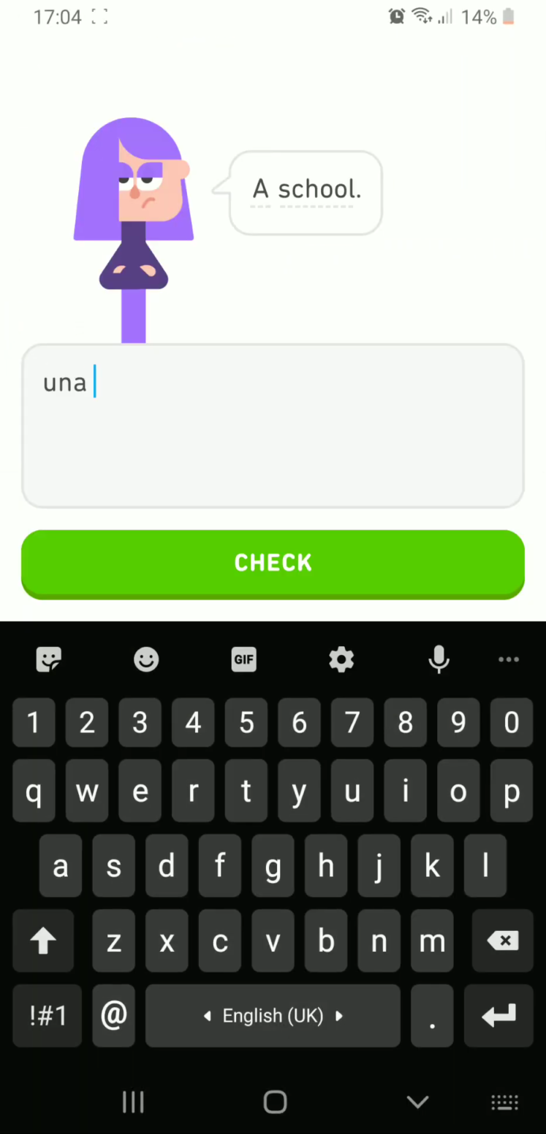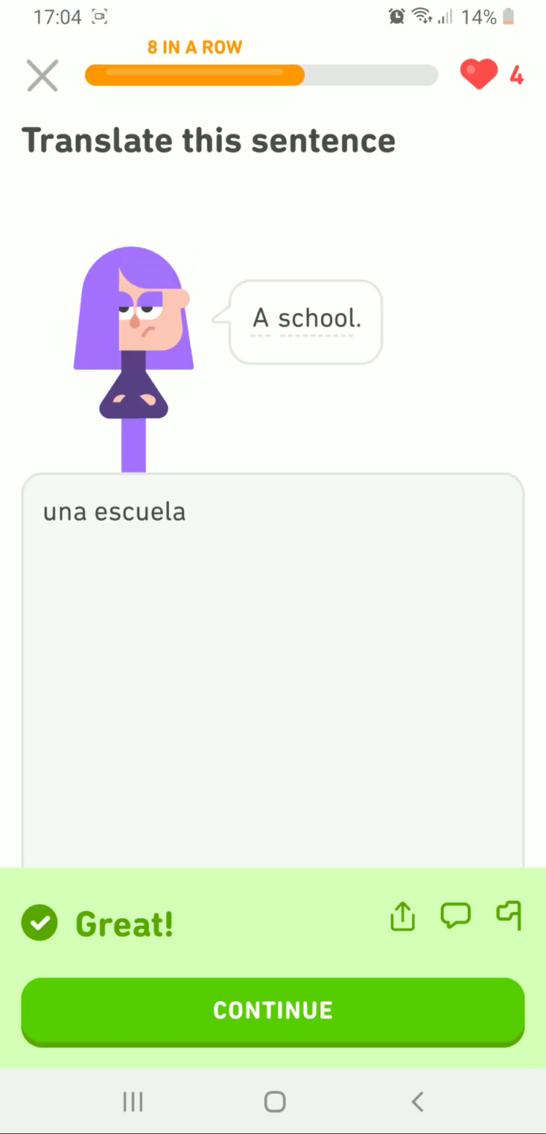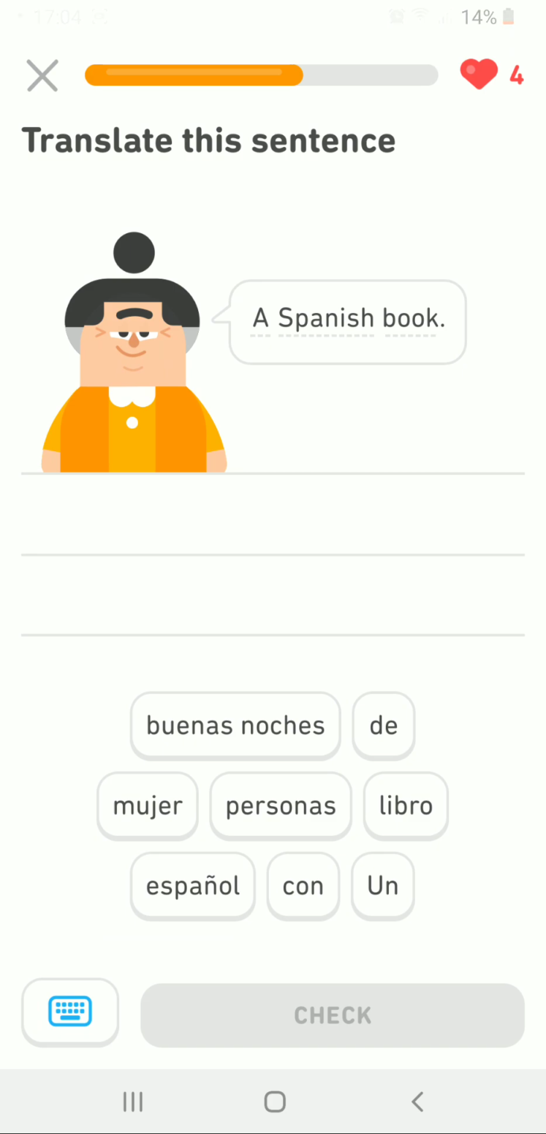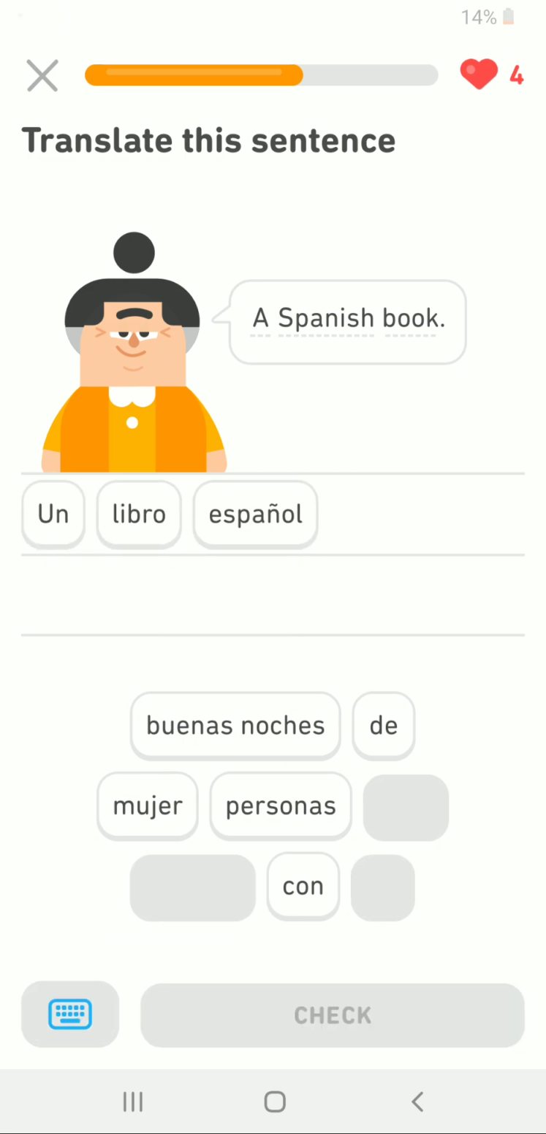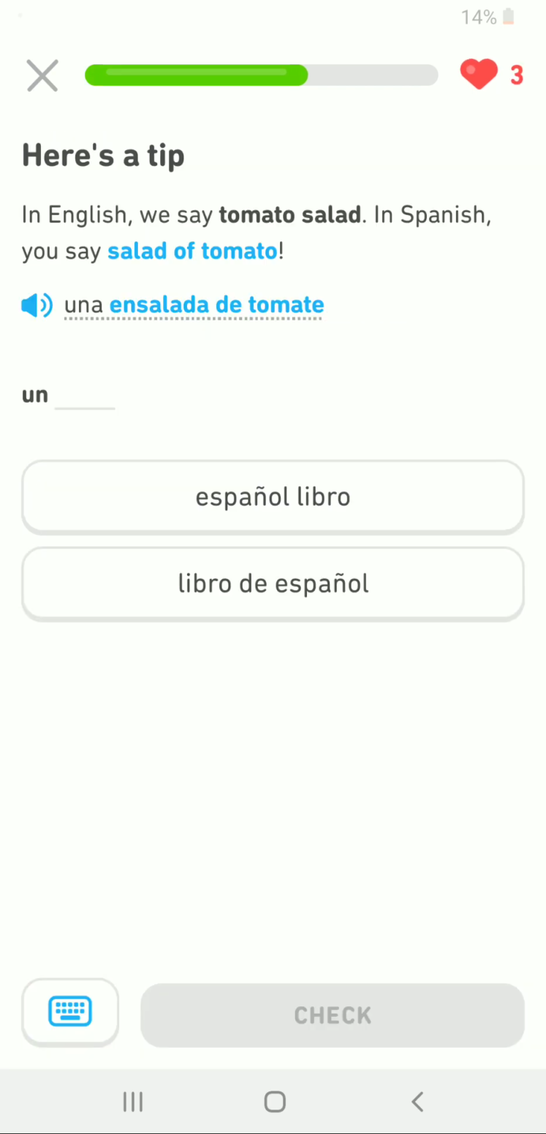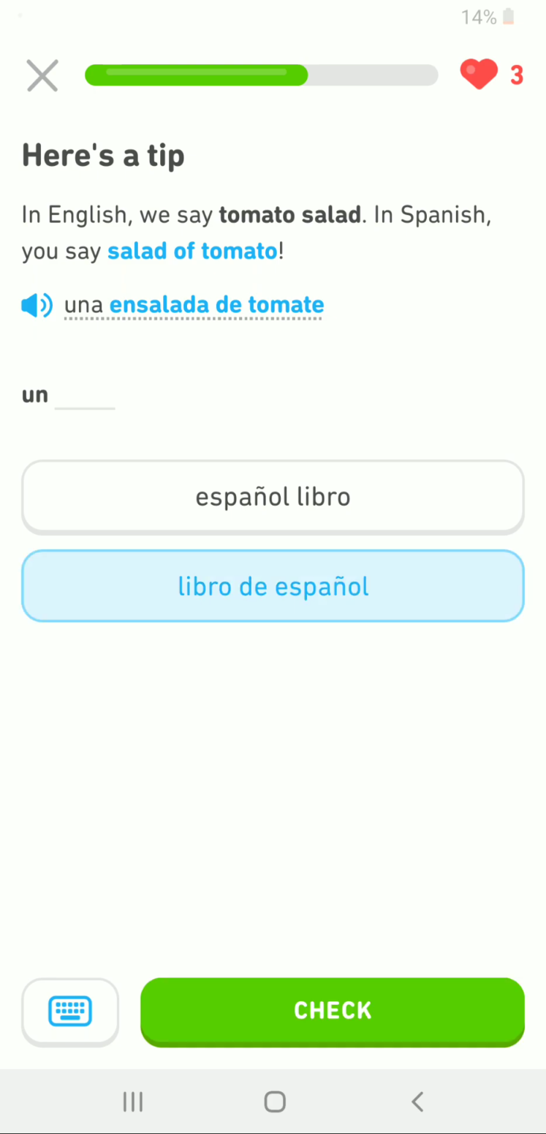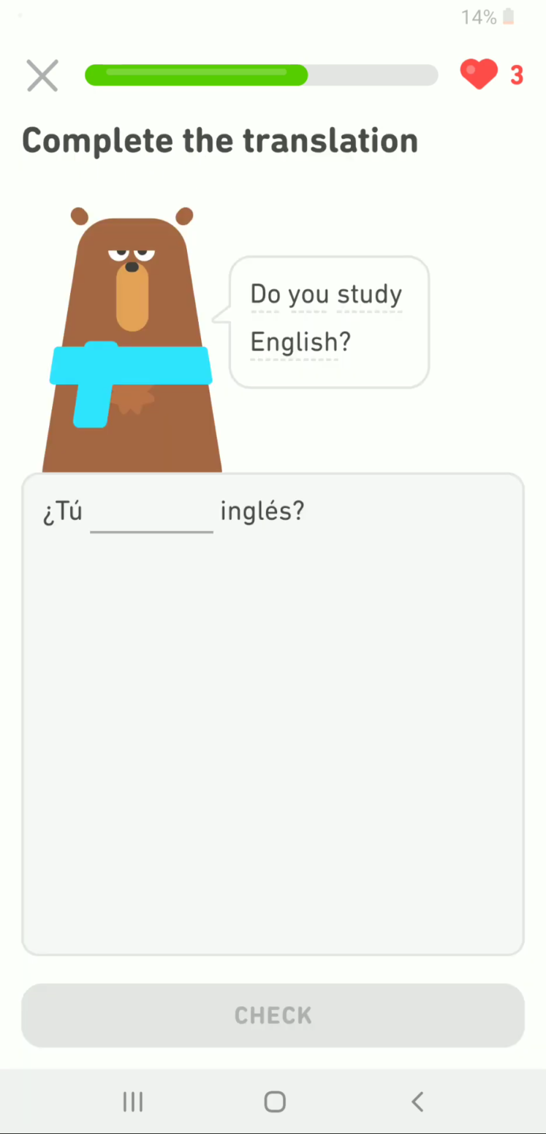Una escuela. Yeah. A Spanish book. Un libro español. Oh, what was the problem here? In English, we say tomato salad. In Spanish, we say de. So, un libro de español. Wow. So, yeah, that's quite weird for me to say un libro de español.